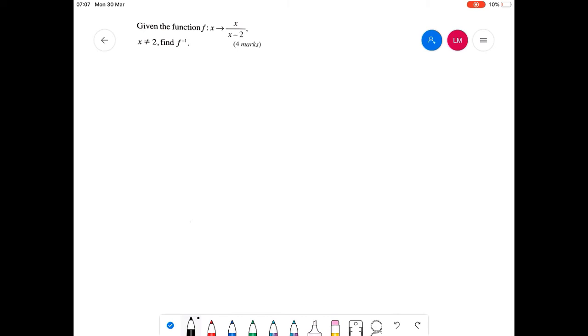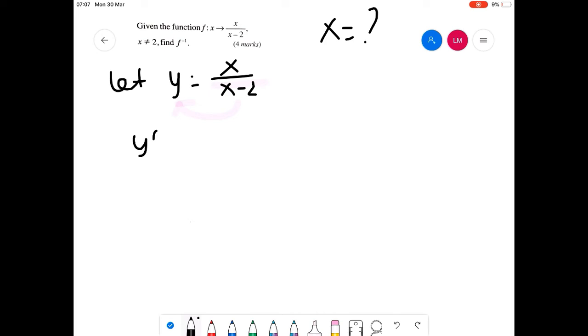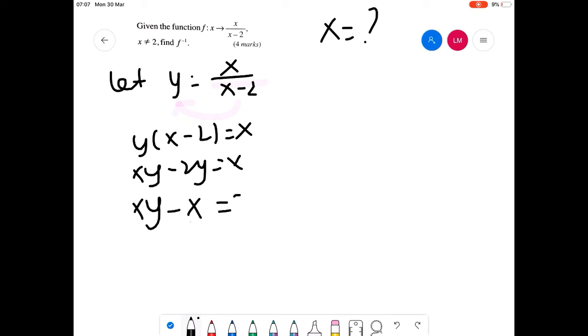Okay, this is a direct question where you need to find the inverse, so y equal to 2x over x minus 2. Now we are going to bring this x minus 2 here to the other side, because here you will see there are two x's, and our target is to get x equal to something. So y times x minus 2 equal to 2x. xy minus 2y equal to 2x. xy minus 2x equal to 2y.